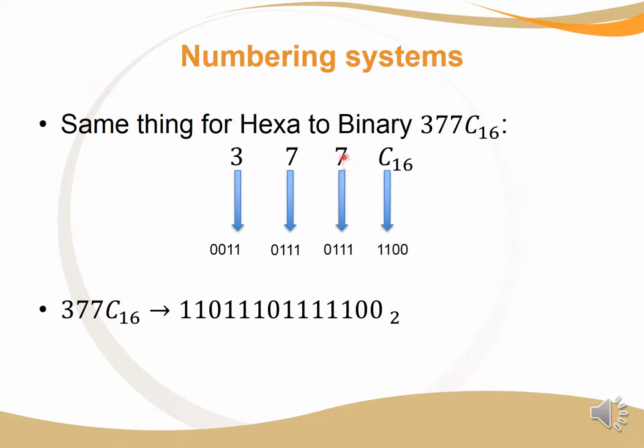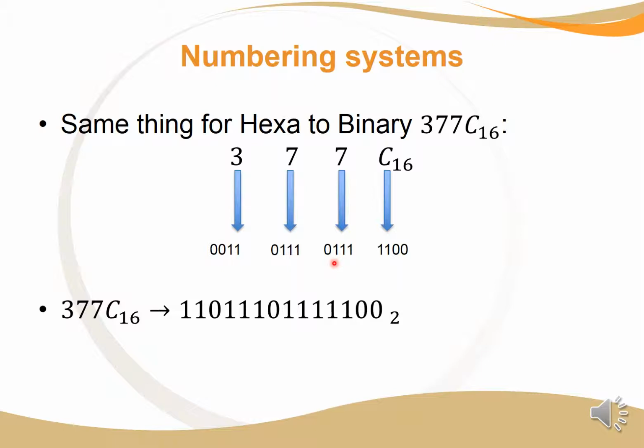Same thing for hexa to binary, so let's convert that number again. We got 377C. So we once again split them up and then write down in terms of 4 bits, the nibble, what number they are. So C is 1100, 7, 7, and 3. And then we just stick them together. And this is exactly the same number we got previously.